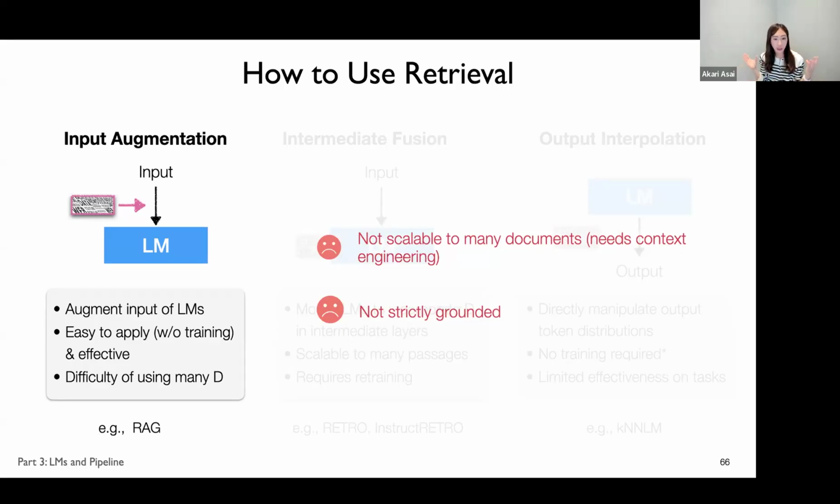For instance, if we have hundreds of documents in input, each of which has around 1,000 tokens, then it's already exceeding the context window for quantity. Also, even though we take those documents in input space, it doesn't strictly guarantee that the model's answers are fully supported by those citations. Although methods like Self-RAG can address those challenges to some extent, we still don't have clear attribution at the token or phrase level.